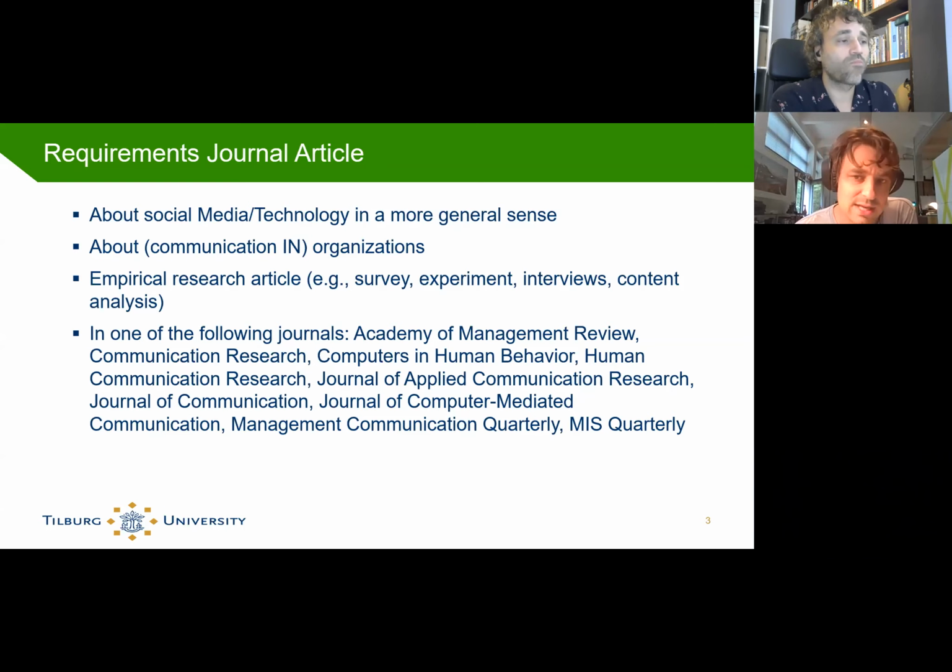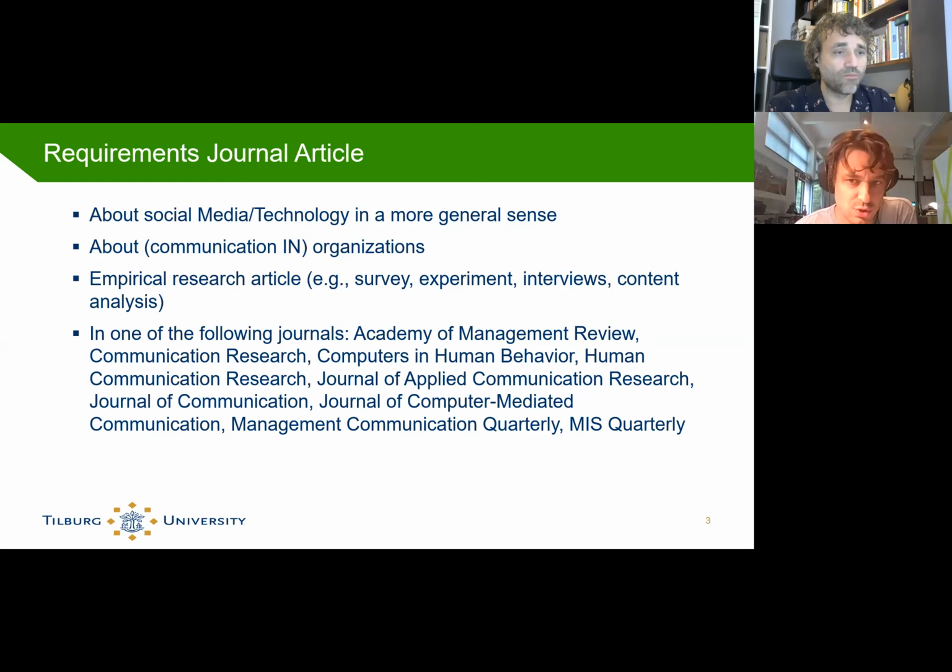And we need an empirical research article. So that means that the article has to present some kind of research data in the form of a survey or an experiment. It could be qualitative research, it could be a case study, it could be content analysis, a diary study, it could be a lot of methods, but it needs to present some empirical work. So rather than, for example, a conceptual article.